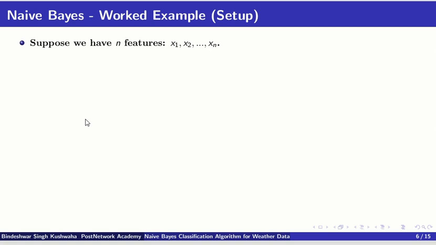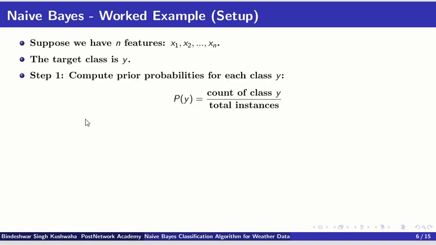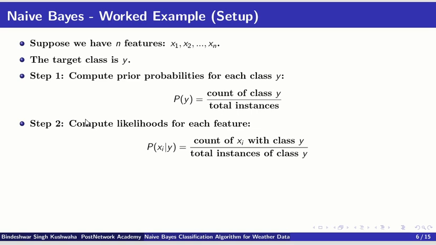Let us see a worked example. Suppose we have n features x1, x2 till xn, and the target class is y. This is the usual setup for a classification problem. Step one, we will compute prior probabilities for each class y, that is P(y). Then we will compute the likelihood, P(xi given class y), and the formula is here: count of xi with class y divided by total instances of class y.